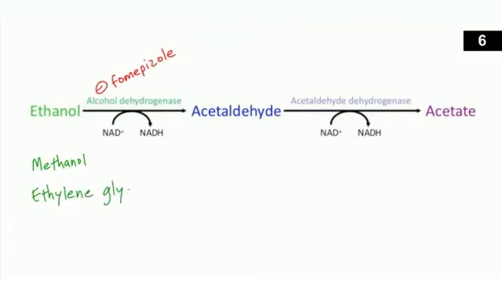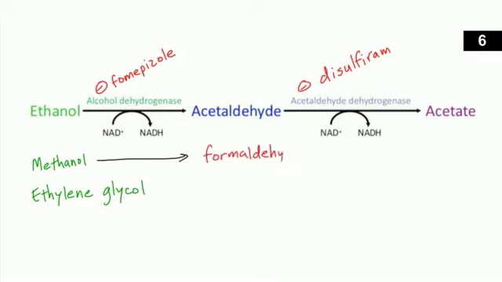And then the second enzyme, acetaldehyde dehydrogenase, is inhibited by a drug called disulfiram, which we use to treat alcoholism. So let's talk about fomepizole for just a second. Methanol and ethylene glycol are both metabolized by alcohol dehydrogenase. Now, methanol is wood alcohol, and occasionally alcoholics might try to get drunk on methanol. But remember, we said that instead of getting metabolized to acetaldehyde, methanol gets metabolized to formaldehyde, which is toxic.